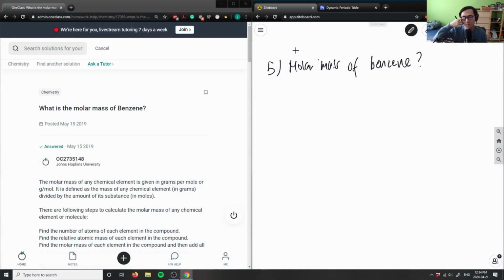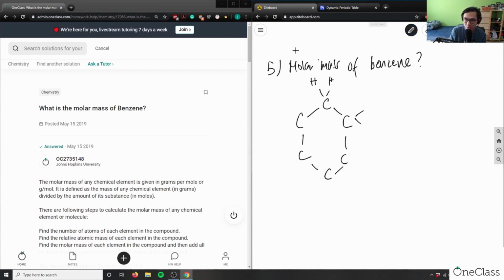So in order for us to calculate the molar mass of benzene, I can actually draw out what benzene looks like, and then that might help you figure out what the chemical formula is. Benzene is basically a hexagon of carbons, right? So I have kind of this thing here. It's 1, 2, 3, 4, 5, 6. I have 6 carbons here, and then these are all bonded to 2 hydrogens each.